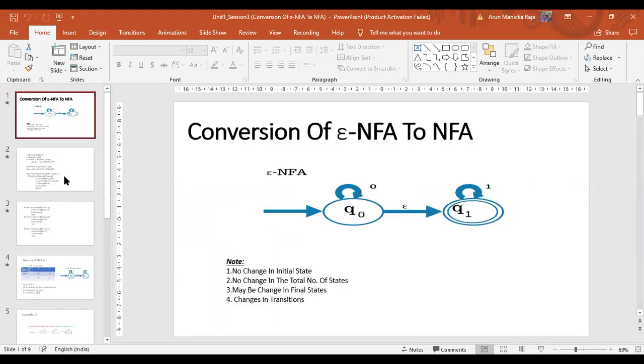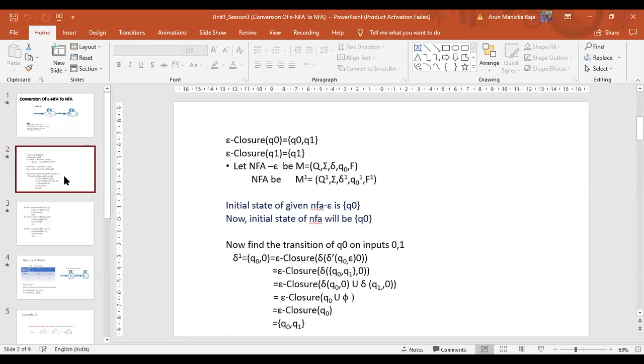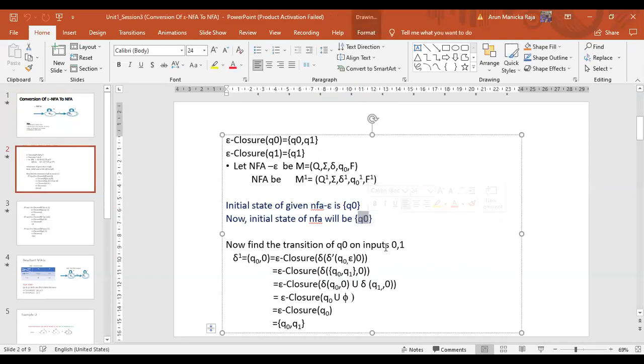Here we have only two states, Q0 and Q1. So for that we have to calculate the epsilon closure. Then we take the initial state for the output diagram from the input diagram itself. We just take the initial state of the NFA with epsilon as the initial state of the NFA without epsilon. After that we find the transition function for all the states with all the inputs. The same procedure. The only difference is that here we have to mention the epsilon closure.